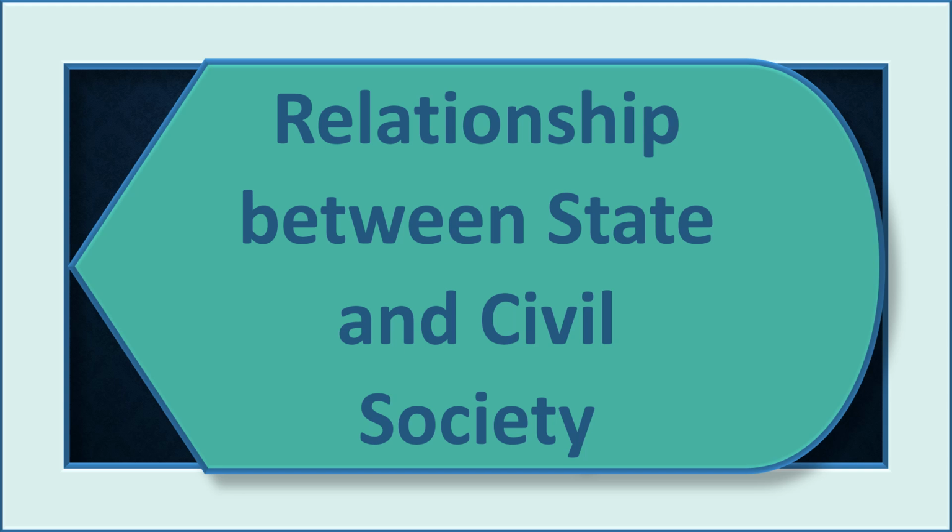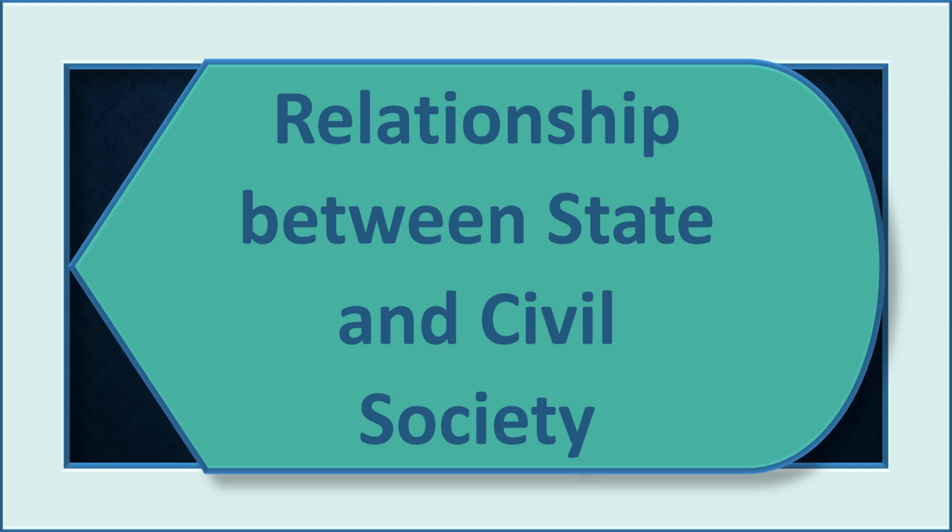In modern liberal societies of our time, the civil society sphere is larger than that of the state, while in dictatorial regimes of any sort, the state's sphere is larger than that of civil society.